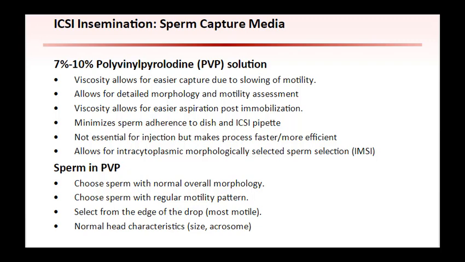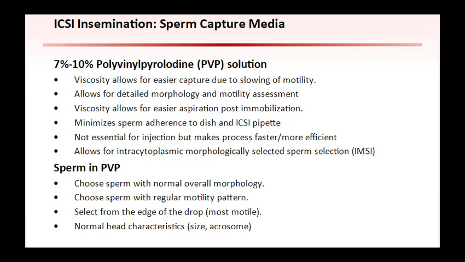In standard media, individual spermatozoa can be difficult to inspect, immobilize, and aspirate due to their motility and speed. The most common method of neutralizing these issues is the use of 7 to 10% PVP solution as a sperm capture medium. PVP has a number of functions.